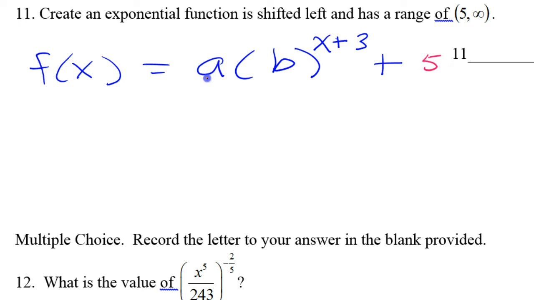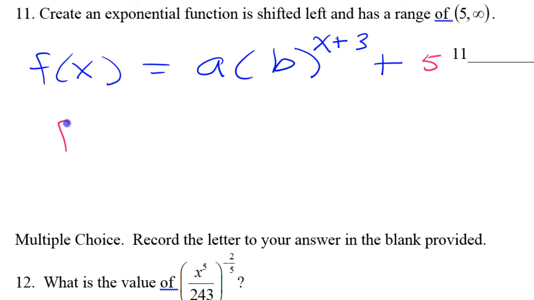You don't really need an a value. You want to make sure it's not negative. If this were negative, then it would turn the graph upside down, and then it would be negative infinity to 5. Like say this was at 5. So we don't want that. So as long as you don't make it a negative number, and the b value cannot be 1 or 0. Other than that, we're good.